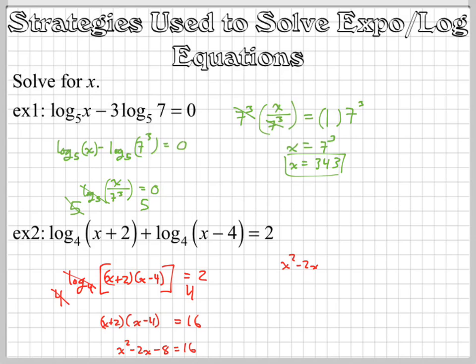Wait, did I do something wrong? No, it's not plus 2x. No, because the negative 4 is more than the 2. So it's minus 2x and then minus 18. That's right. Okay, so I subtract 16 from both sides, so I get minus 24 equals 0.